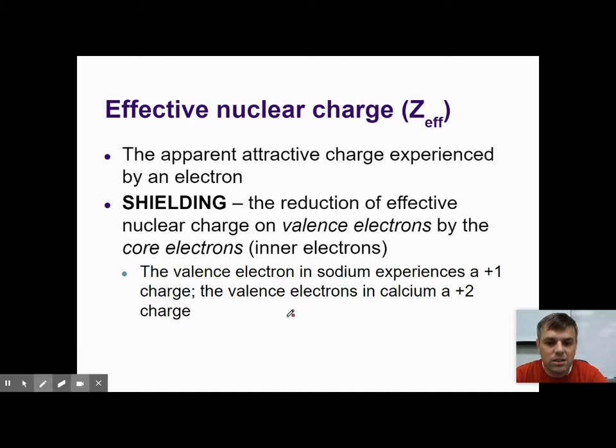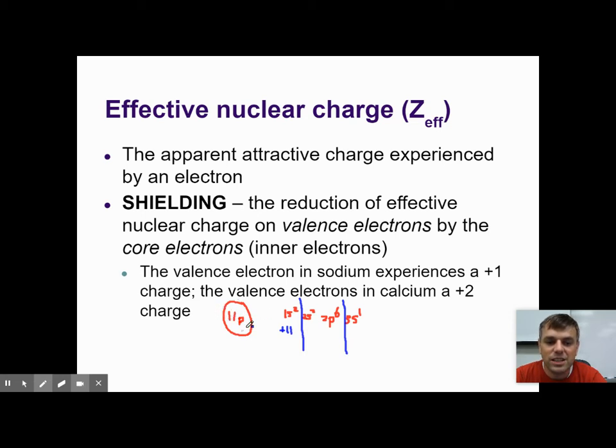So let's consider sodium. It is 1s2, 2s2, 2p6, 3s1. Sodium has 11 protons in the nucleus. Now, the electrons that are in the 1s energy level, in the first energy level, experience a plus 11 effective nuclear charge. The electrons in the second energy level have these two electrons between them and the nucleus. So these two electrons effectively cancel out some of the nuclear charge.